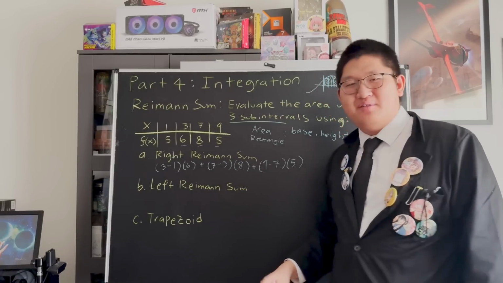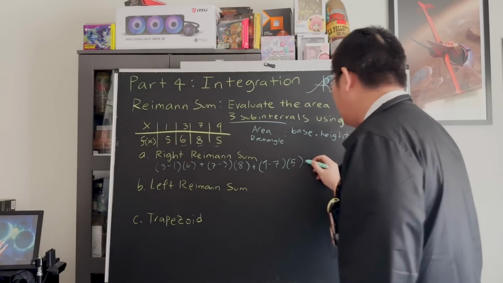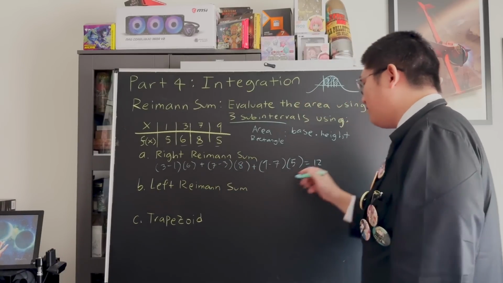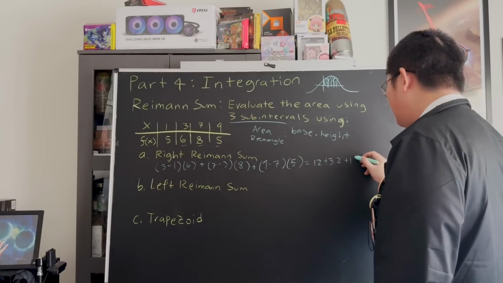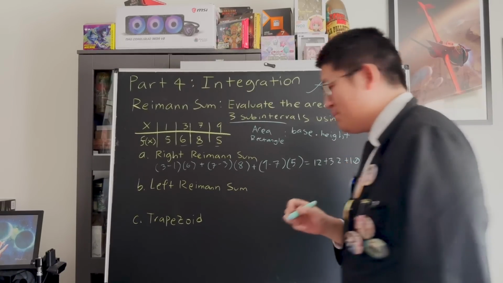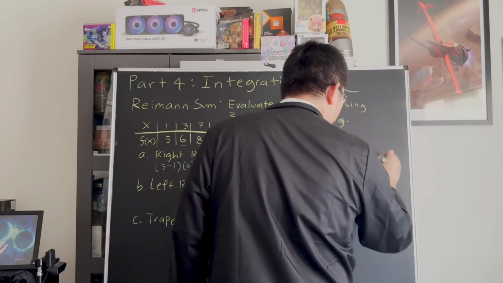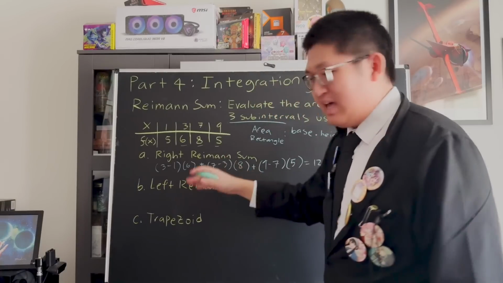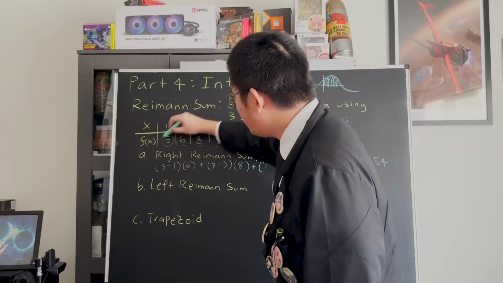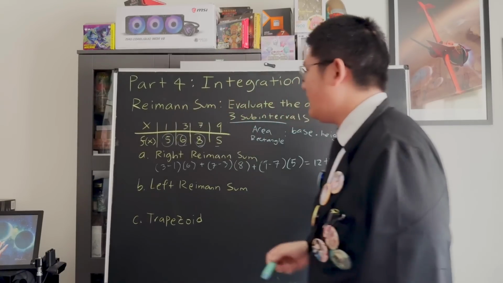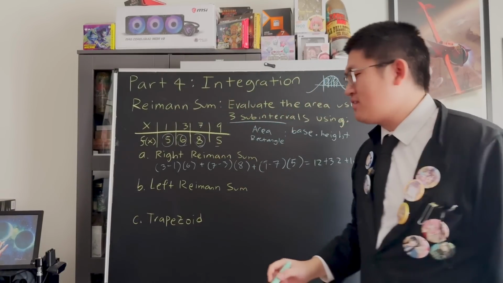Then by doing a little bit of algebra work of first understanding we're dealing with a 12, then a 4 times 8 is 32, and then another 2 times 5 is 10, we get the total amount of 54 as a result of that sum. Then on the opposing side, using a left Riemann sum means that we're going to use the left-hand heights instead as the heights, but still the same exact bases.